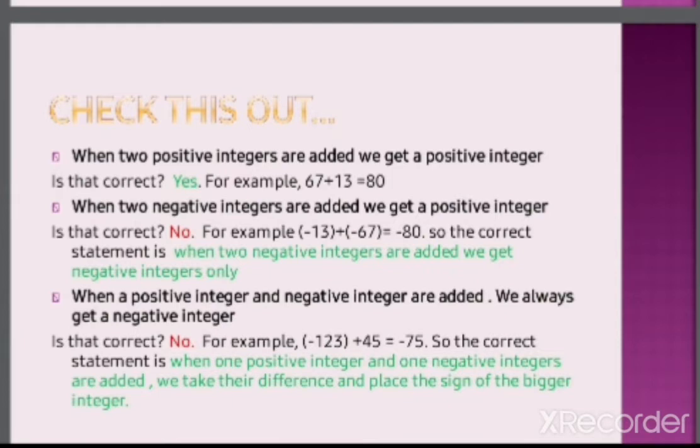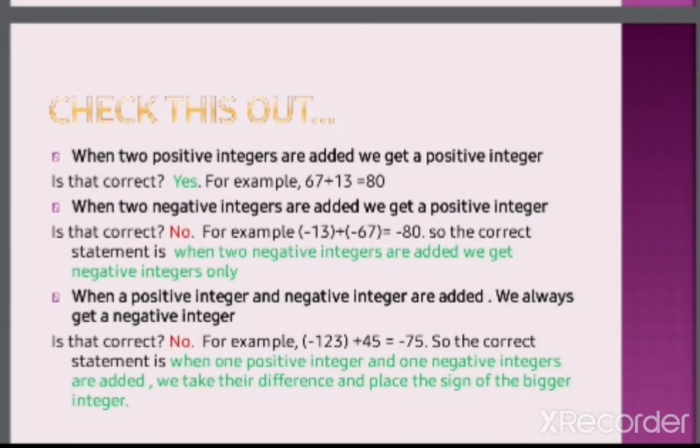When two positive integers are added, we get a positive integer. Is that correct? Yes. See the example, 67 plus 13. These two numbers are positive integers. When we add, we get 80. It is also a positive integer. So the first point is correct.